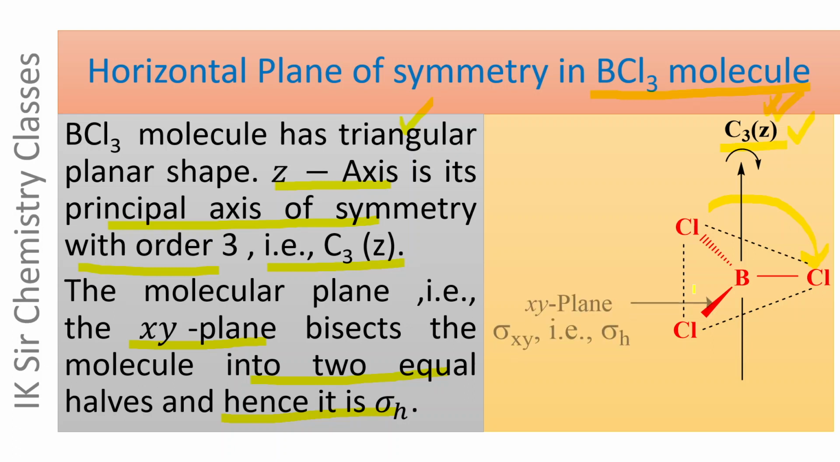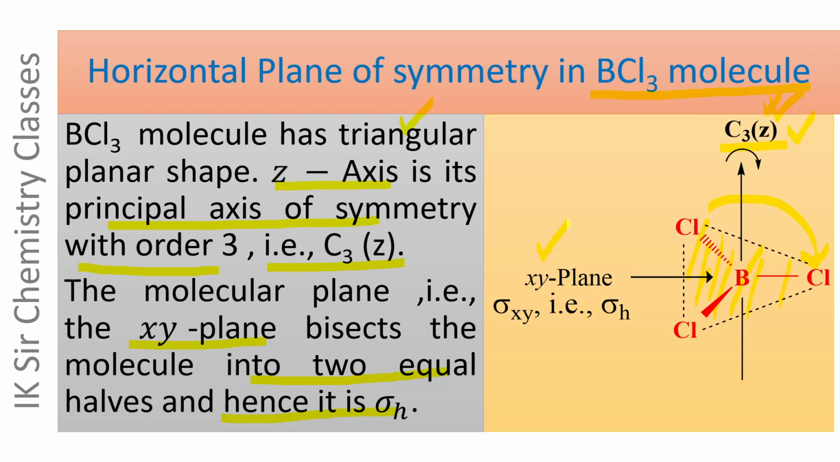This molecular plane bisects BCl3 molecule into two equal halves, which are just mirror images of each other, and hence XY plane, that is the molecular plane of BCl3 molecule, is sigma xy, that is sigma h. It is in horizontal position.